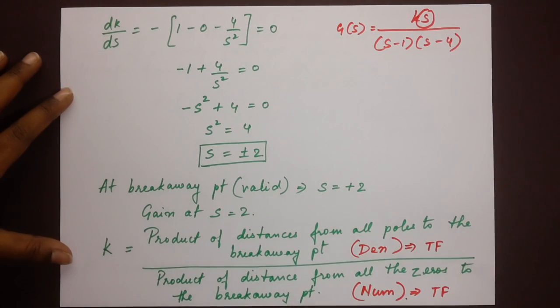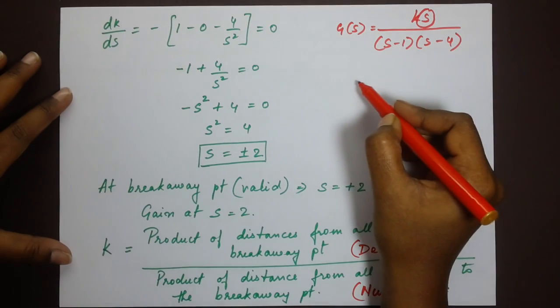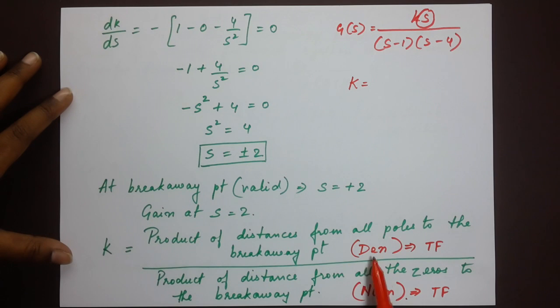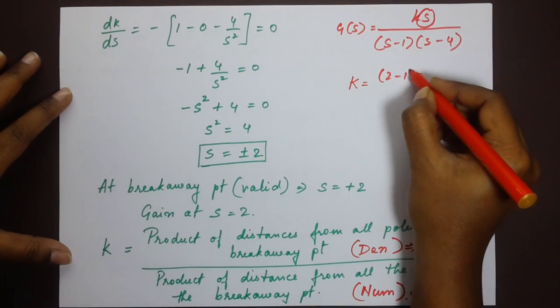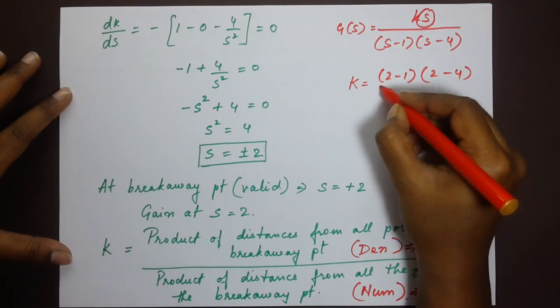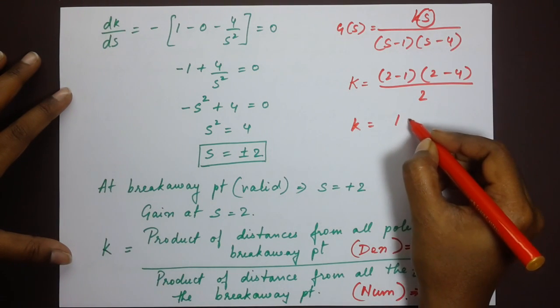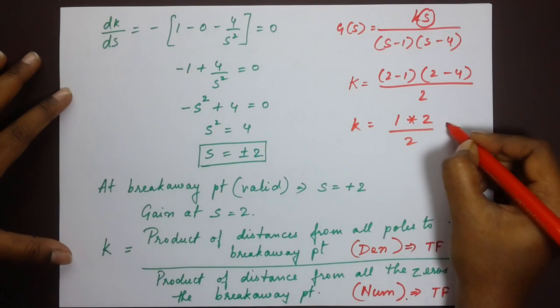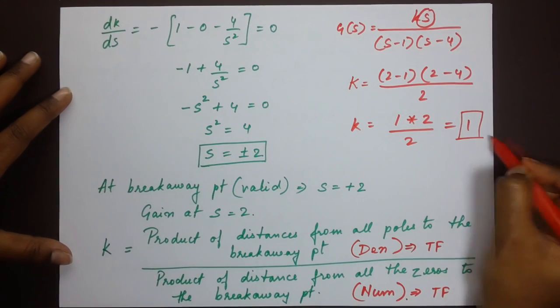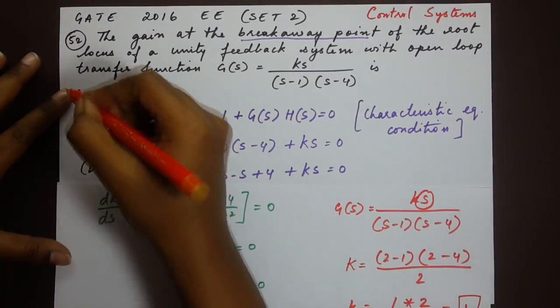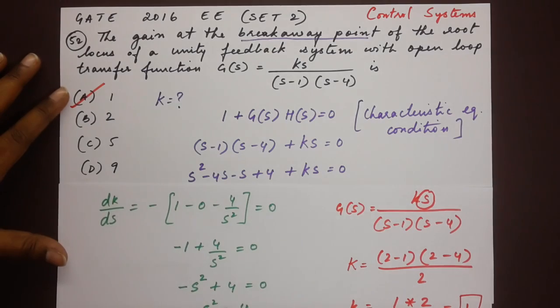So, let me do it right here, please observe. We have K equal to the product of distances, so that is the denominator. So, that is (2 - 1)(2 - 4) divided by s, which is 2. So, K = 1 into 2 divided by 2, which is 1. So, 1 is the final answer, and that matches with option A.